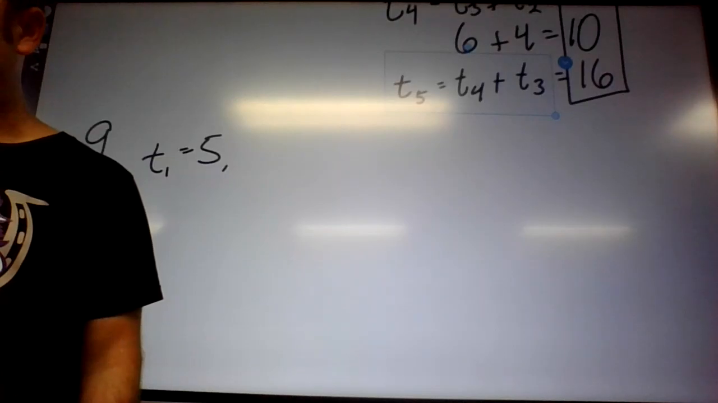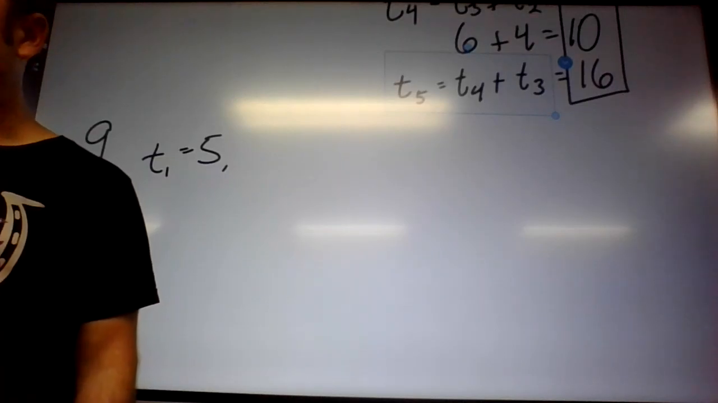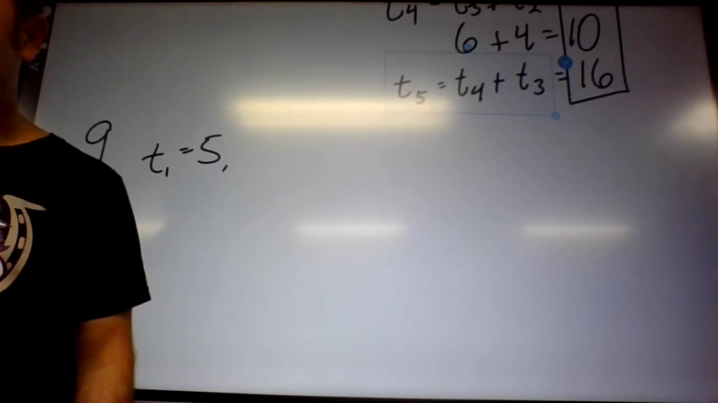N minus 1 is the term that comes right before. N minus 2 would be the term right before that.